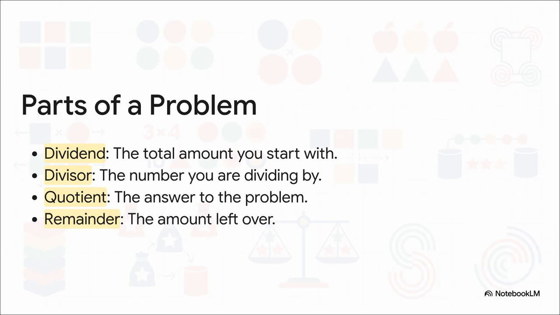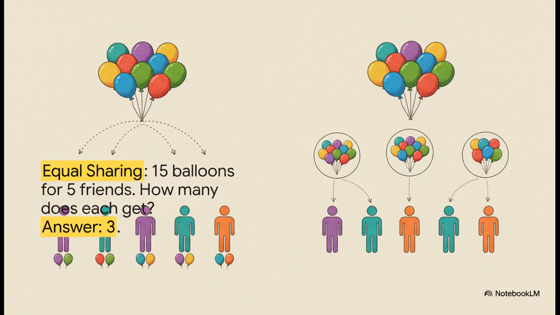Any little bit that's left over, we call that the remainder. Now there are really 2 main ways to think about a division problem. Let's say we have 15 balloons. The first way is equal sharing. The question is, if we share these 15 balloons among 5 friends, how many does each one get?